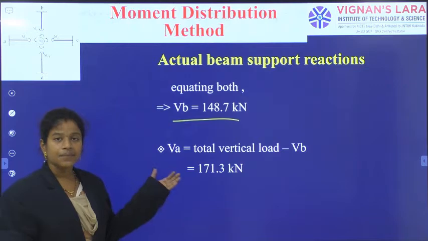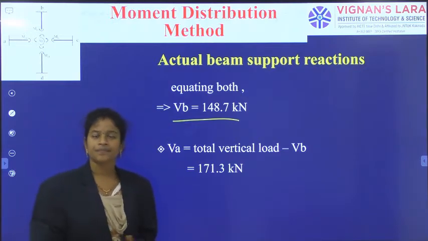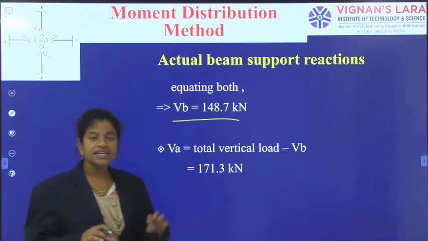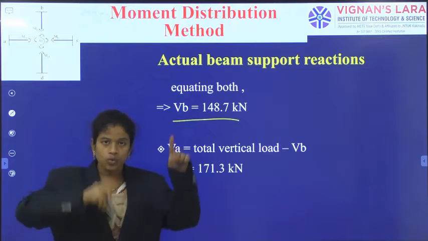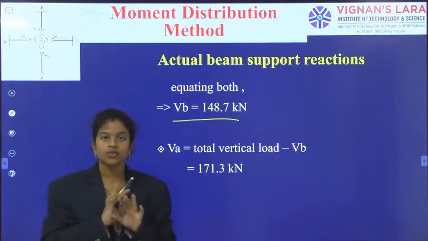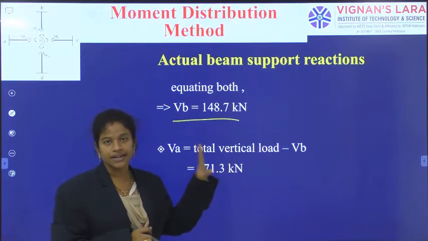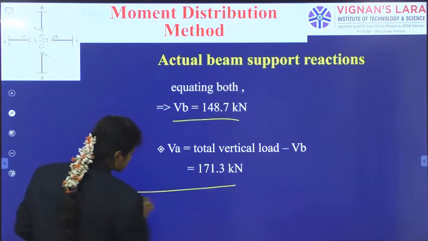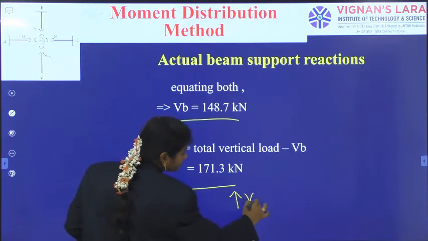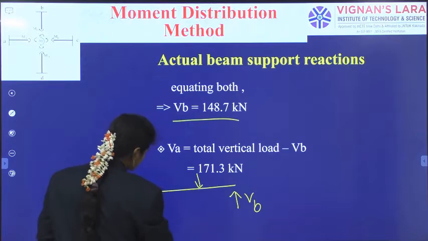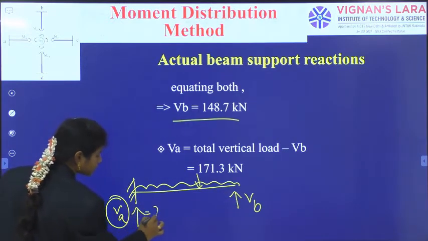And once you know this VB, you can calculate VA. How? Even though there are moments, the vertical forces involve only vertically upward and downward loads, not any other moments. Vertical loads only. So VB I know, this load I know, this load I know. How can I evaluate this VA?